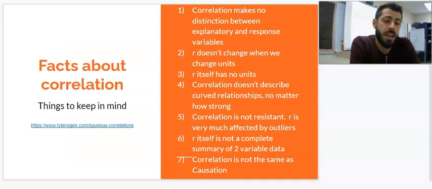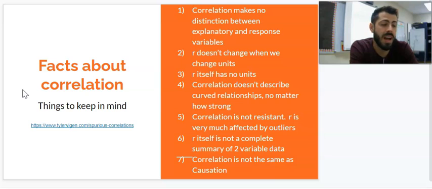R also isn't going to change when you change units. R has no units, so it wouldn't matter if you changed the units, right? Even if it's only for one of the axes, if I changed from feet to inches, I'm still going to have the same R value. If I changed from shoe size in centimeters to American shoe sizes, again, it's not going to make a difference.